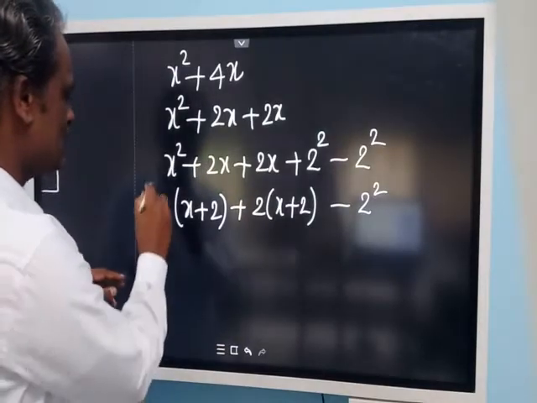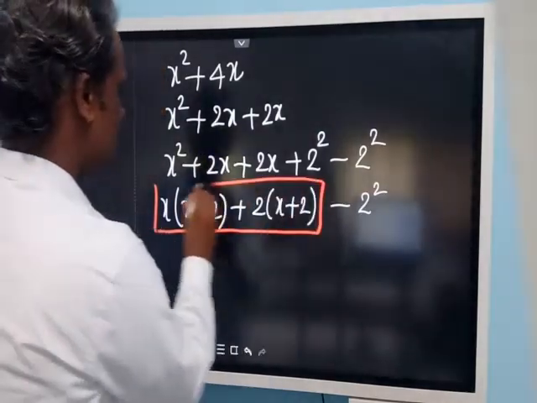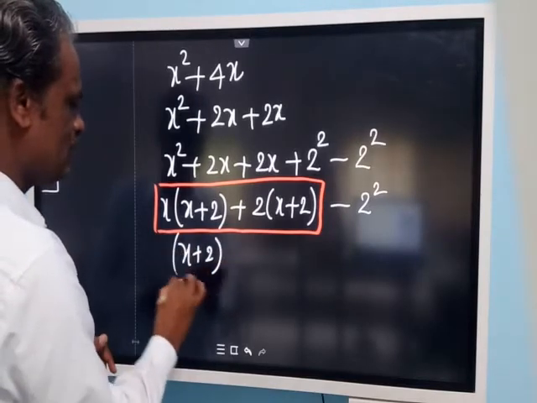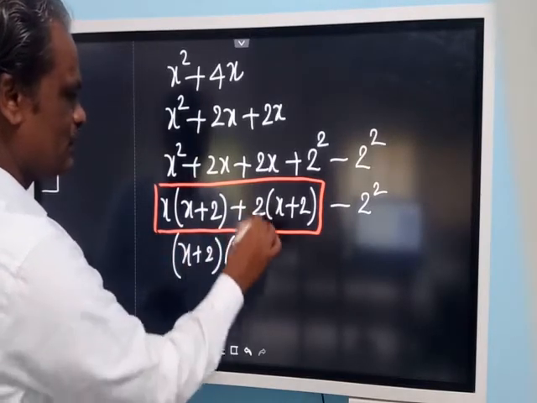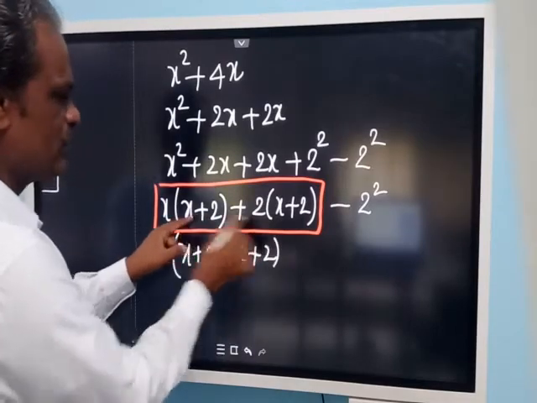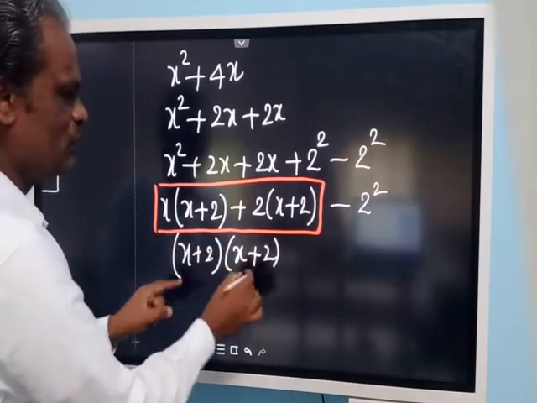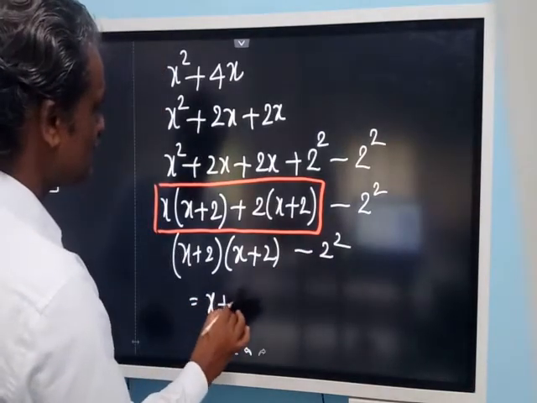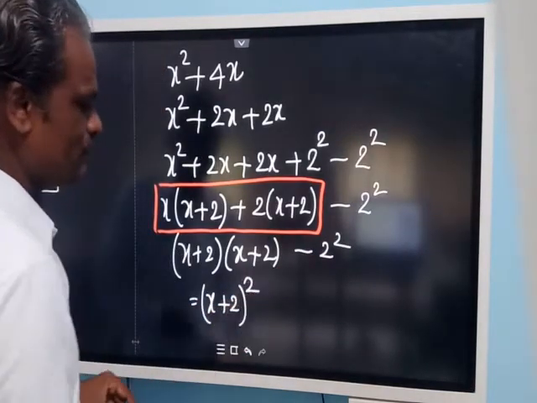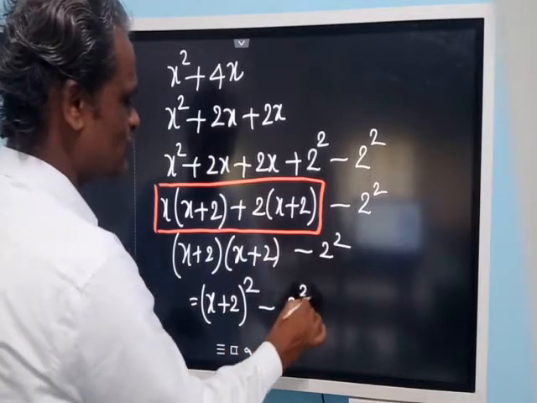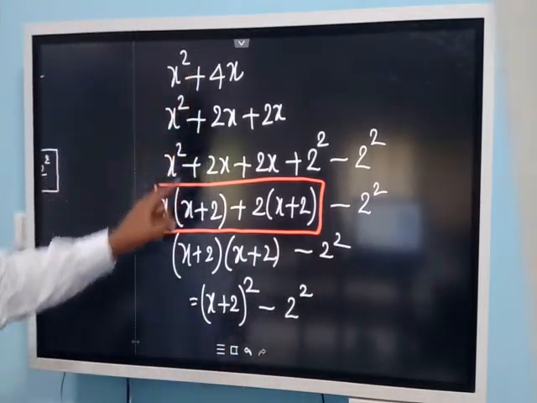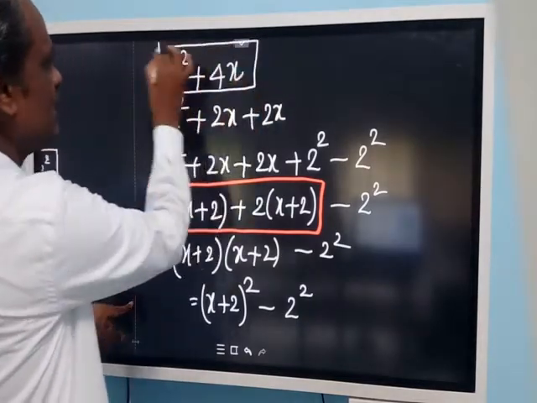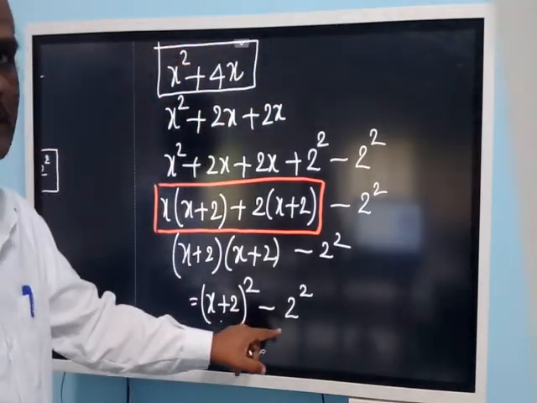Again in this expression, you can see x plus 2 is common. Let us take x plus 2 common here. X plus 2 common means again x plus 2 will remain here. You are taking x plus 2 common, x will remain here, 2 will remain here, and then minus 2 square. So this is x plus 2 whole square minus 2 square. So now we have completed this: x square plus 4x, this expression we converted into x plus 2 whole square minus 2 square.